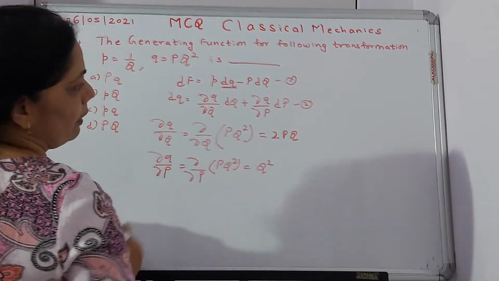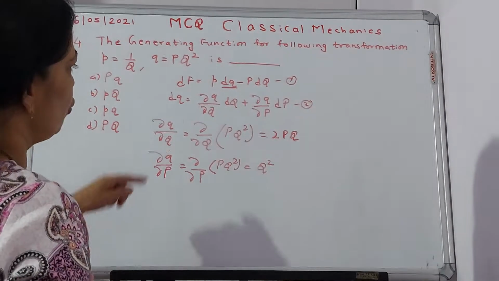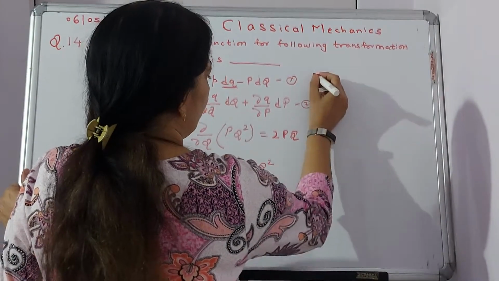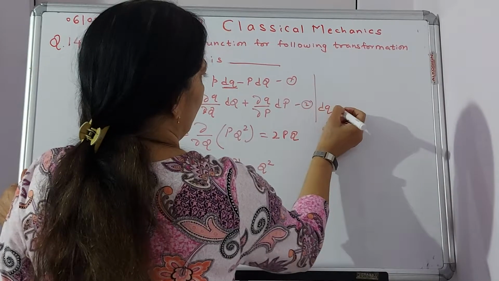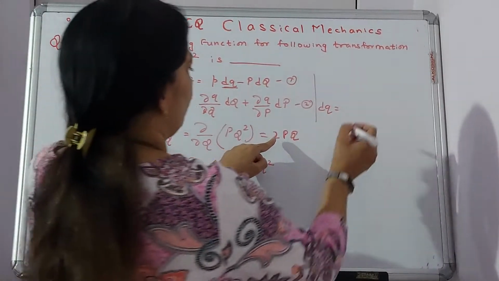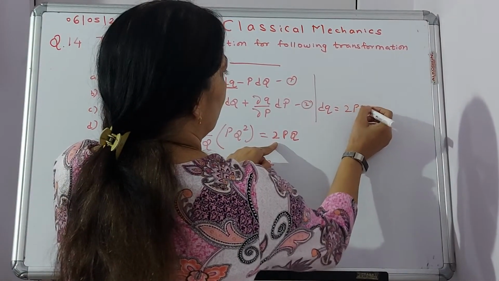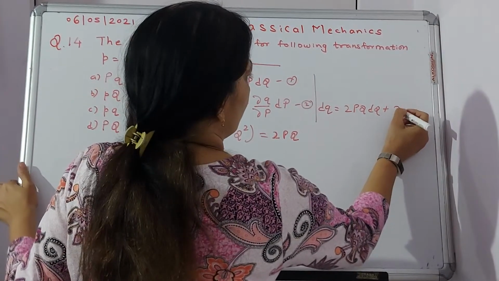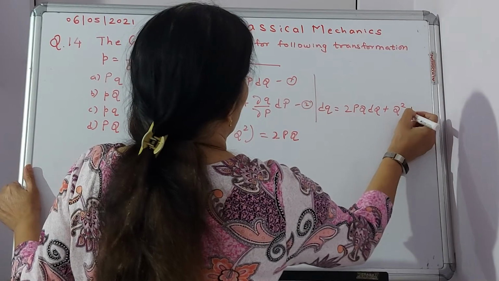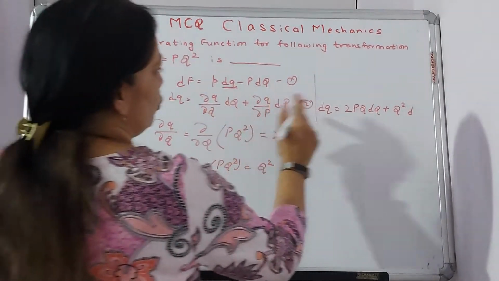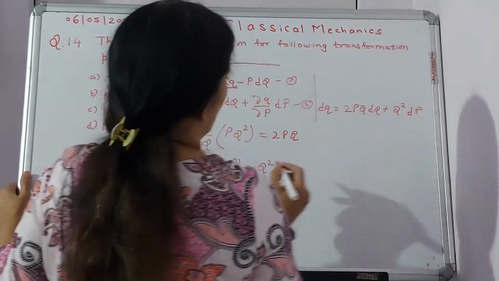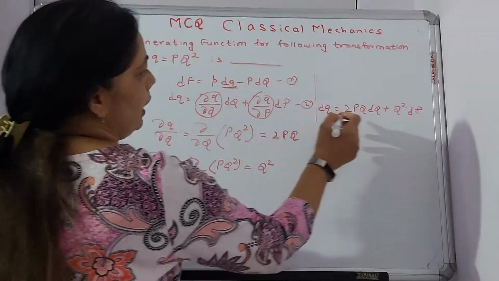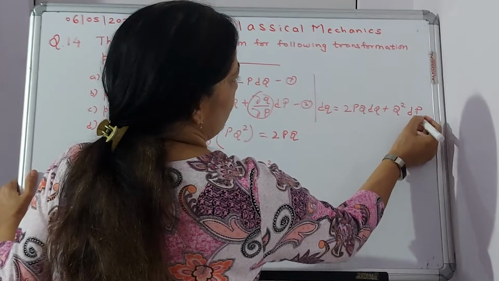It is only q square. Right? So what is your next job now? Put the values over here. So this becomes dq is equal to 2pq dq plus q square, right, plus q square dp. I reached over here. I put the value of this. I put the value of this. I reached over here. Equation number 3.